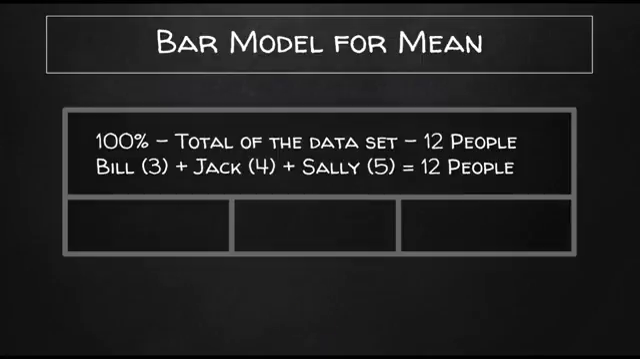The next thing we're going to do is determine how many pieces, how many parts are in that data set. Well, there's 3 parts, 1, 2, 3, because there's Bill's family, there's Jack's family, and there's Sally's family. And each of those represents one part of the data set. So we've got 12 people, we've got 3 parts, and if we put them into equal groups, then Bill would have had a family of 4, Jack would have had a family of 4, and Sally would have had a family of 4.